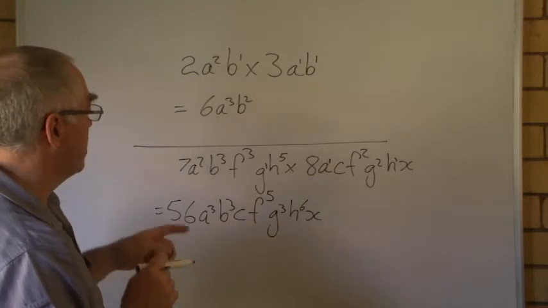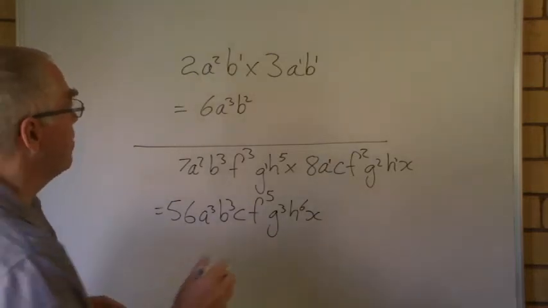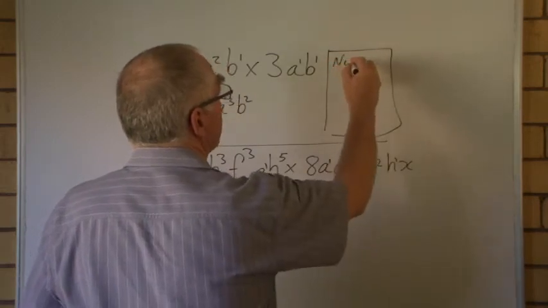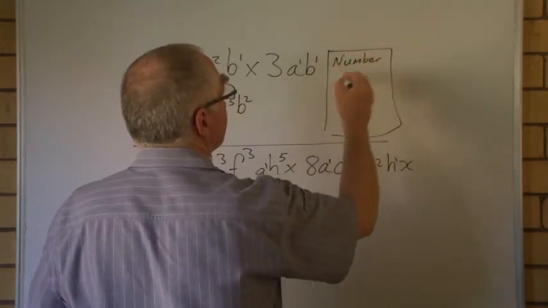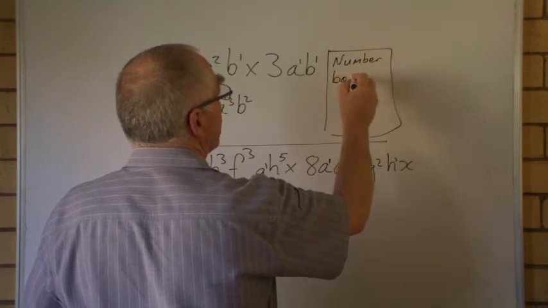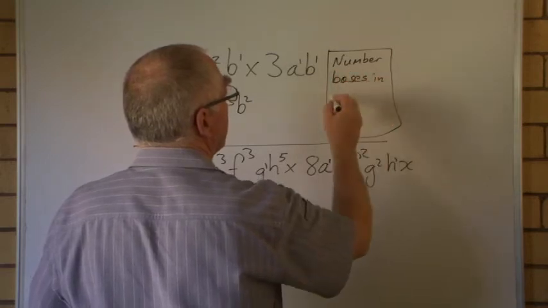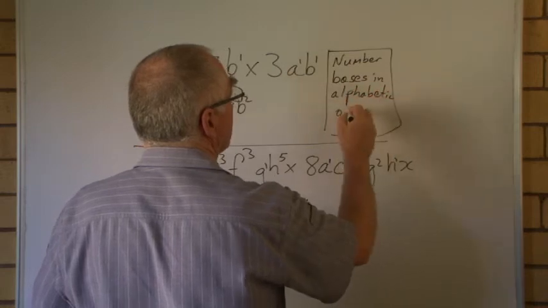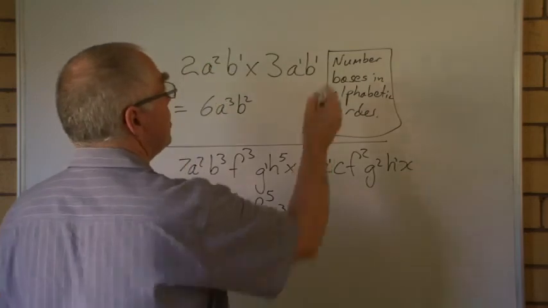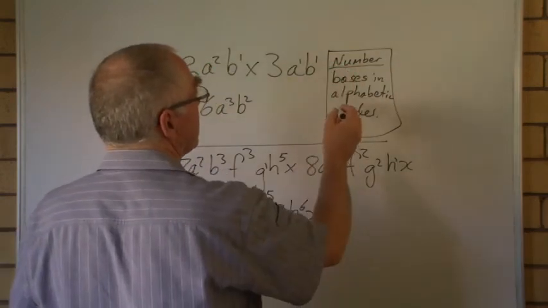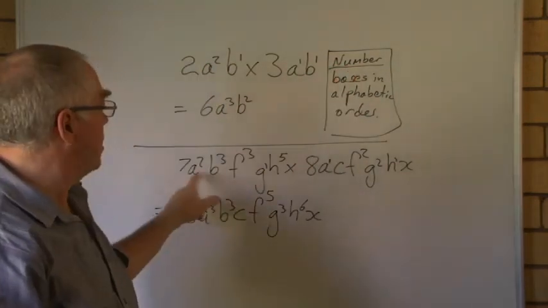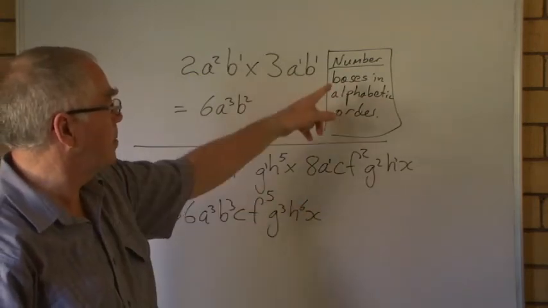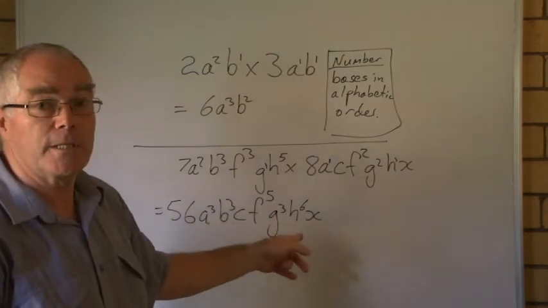So the rules, the way to work it is: numbers first, then bases in alphabetical order. Calculate the number, as we did here with 7 times 8 is 56, then the bases in alphabetical order, and work out then what the index is. That's it.